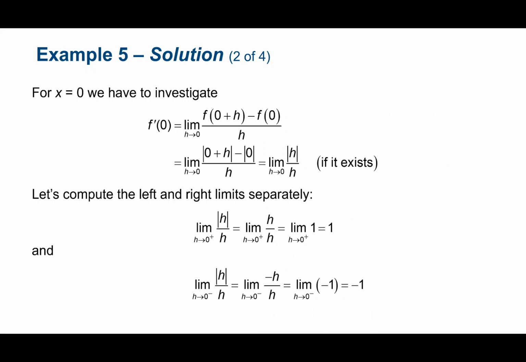If we're on the positive side, if we're coming in from the right, then we can cancel that, because in that case, positive values, the absolute value of h is the same thing as just h. But if we come in from the left side, then the absolute value of h would be negative, so we would get negative 1. So at 0, when we try to find the two-sided limit, if we come in from the right, it's 1. If we come in from the left, it's negative 1.